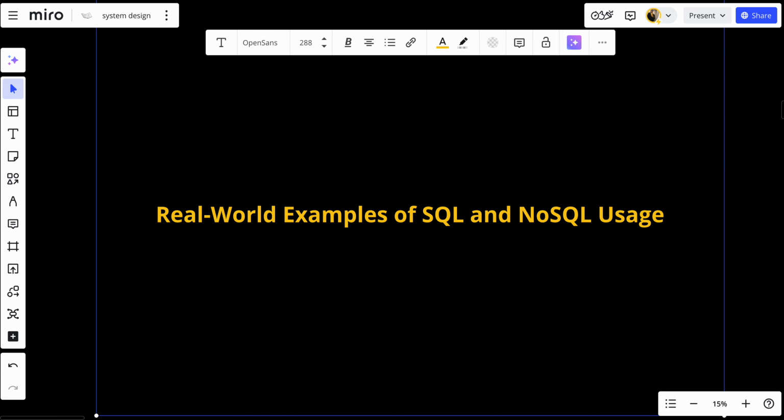Let's talk about real world examples of SQL and NoSQL usage. Netflix uses Cassandra as a NoSQL database to handle massive volumes of streaming data with high availability, while still using MySQL for structured data where consistency is important. And in e-commerce websites, an SQL database might be used for order processing and inventory, while a NoSQL database like MongoDB could be used to store user reviews and product recommendations, for example.